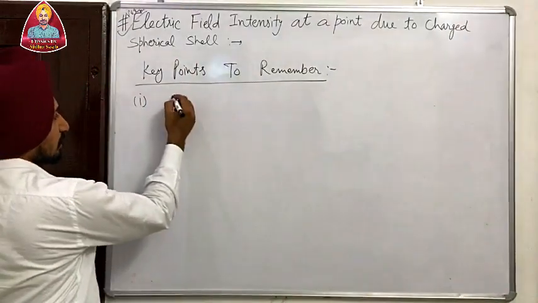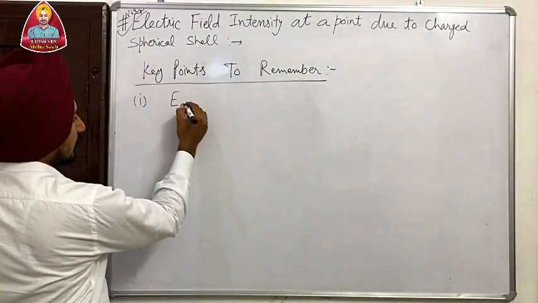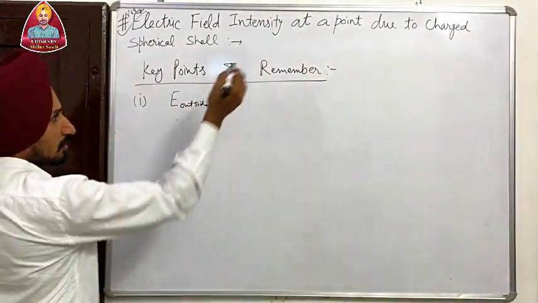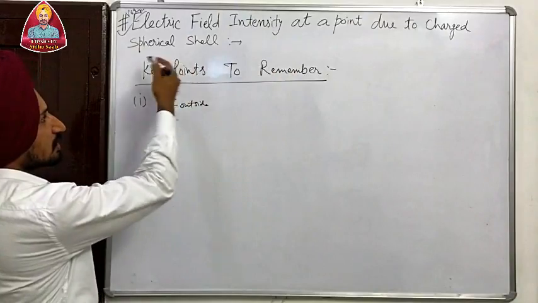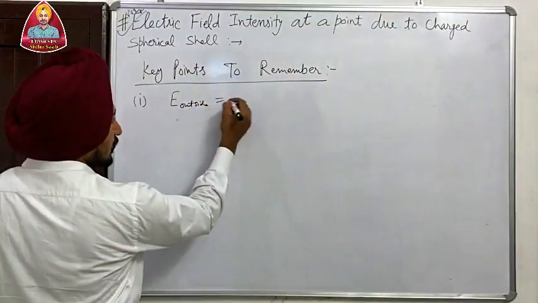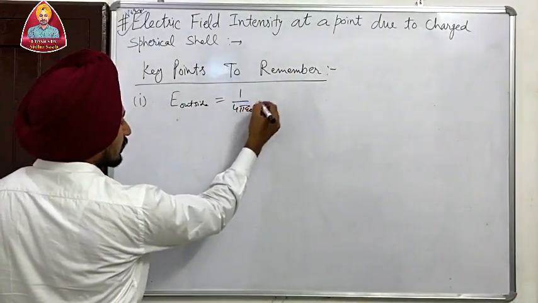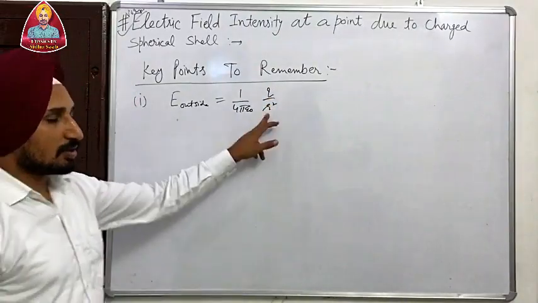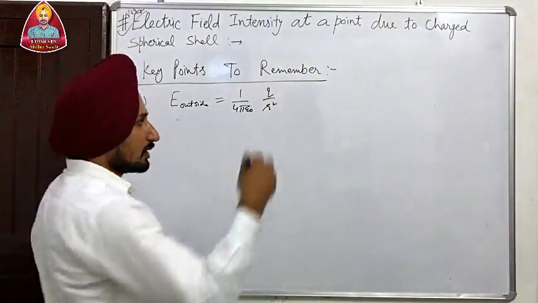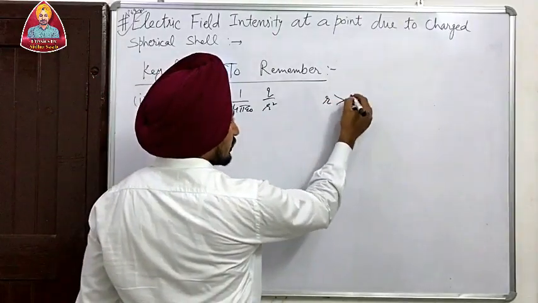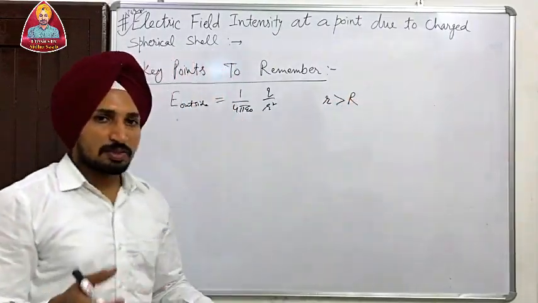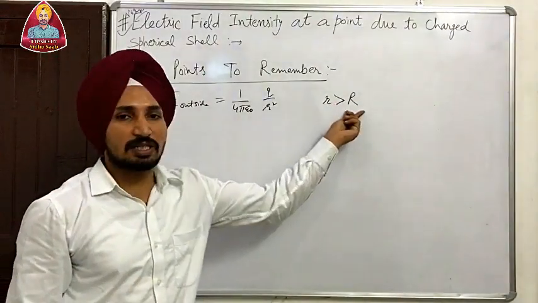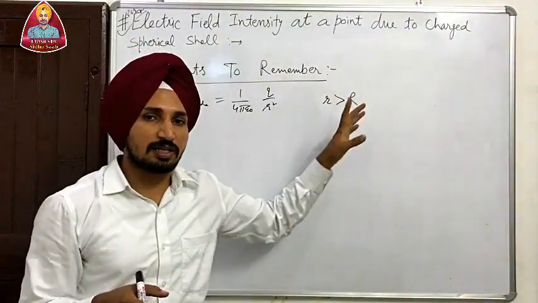First point is electric field intensity outside the spherical shell. The electric field intensity of a charged spherical shell is equal to 1 upon 4 pi epsilon 0 Q upon r square, where small r is the distance of the point and the value of r is greater than capital R. It means the radius of Gaussian surface should be greater than the radius of the spherical shell.